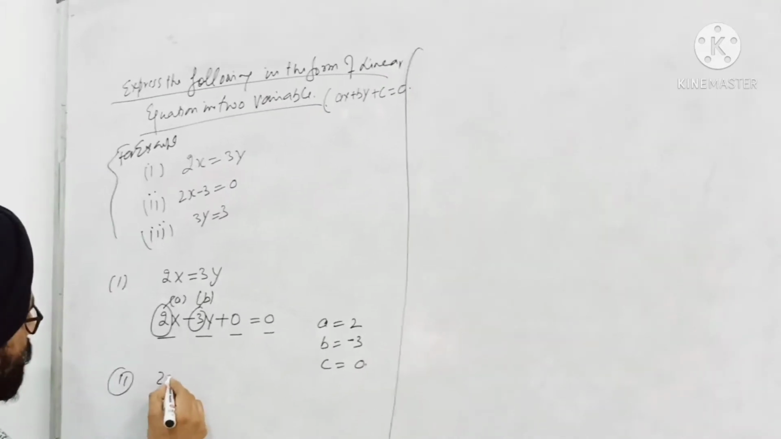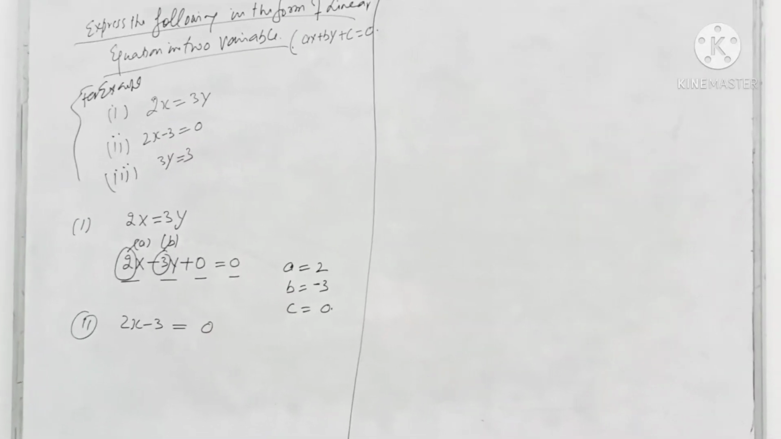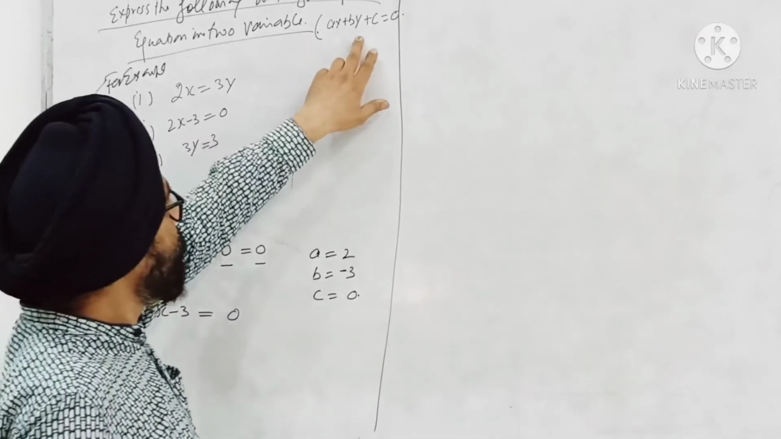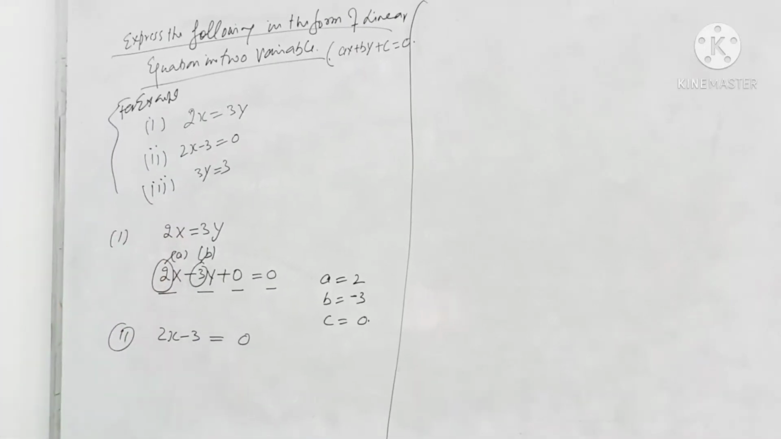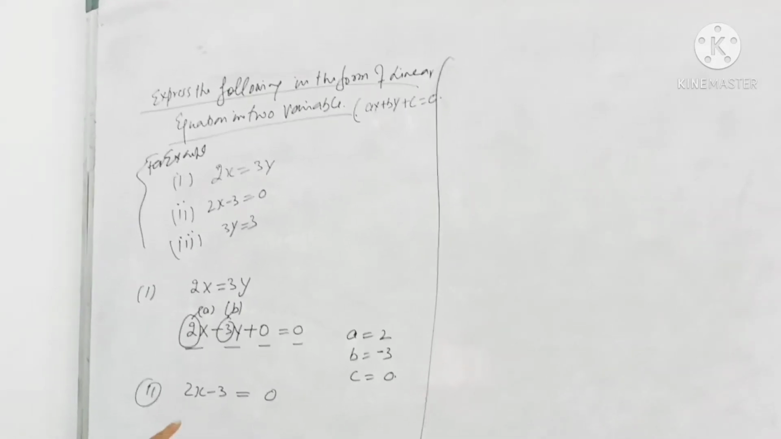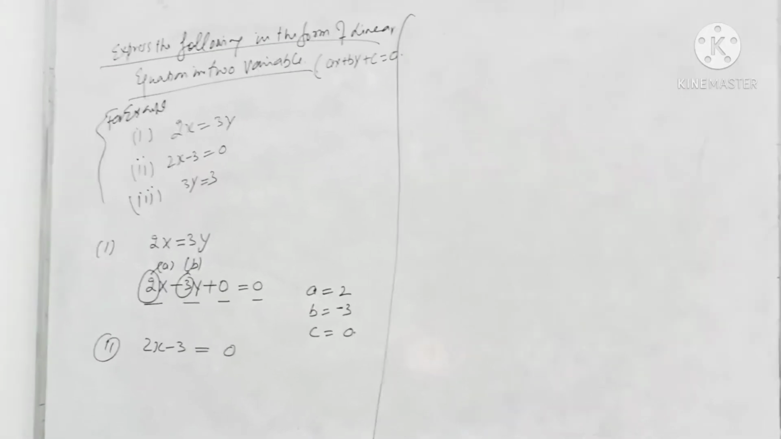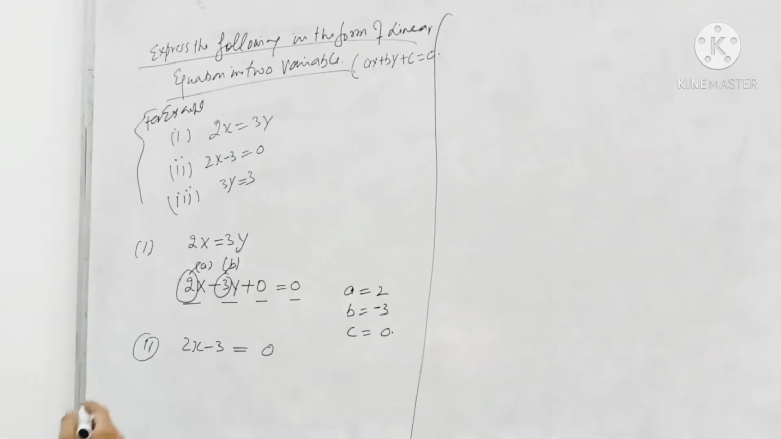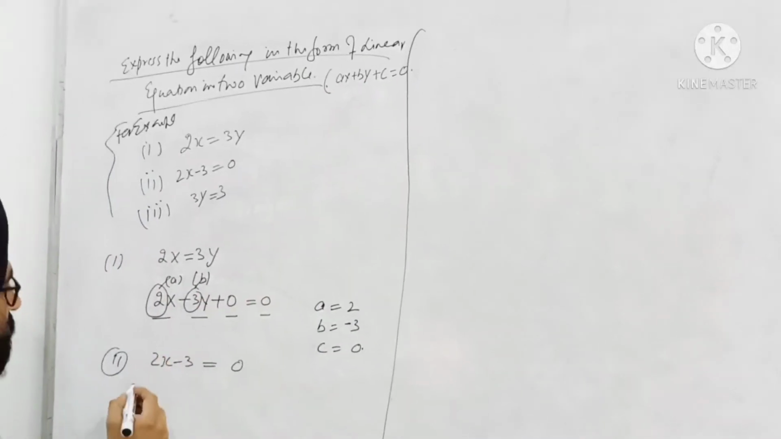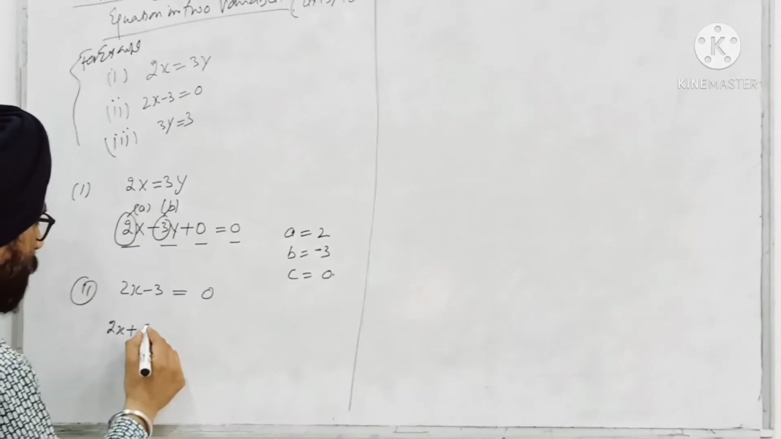Second is 2x minus 3 is equal to 0. In this equation, y is missing. The variable y and the coefficient b are totally missing. A is given, x is given, c is given, but by is not given. How to present this equation in this mathematical form? 2x plus b is not given, so we will take 0.